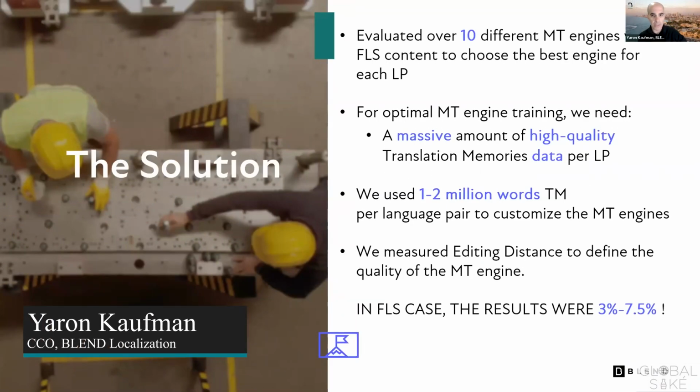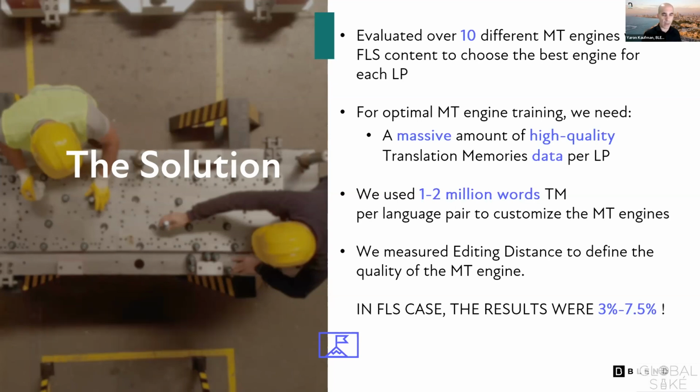What we try to do is we evaluated a lot of engines out there, because this client requires a lot of language pairs to be translated daily. And so our first challenge was to choose the best one and to train it. And to do this, we needed to clean their data. We needed to annotate. We were able to reach editing distances of 3 to 7.5% in general. And this is not something that you encounter every day when you serve even the largest clients out there.